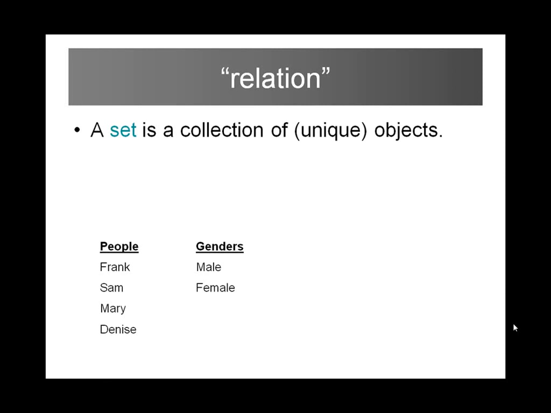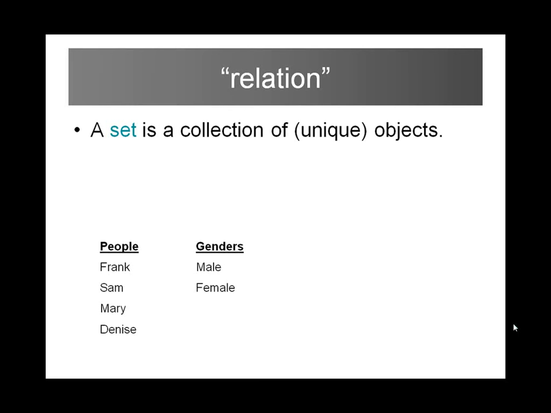Before we talk about relation, we need to know what a set is. The definition is straightforward. It's basically a collection of unique objects. I have put unique in brackets here because this constraint is often relaxed in practice. For instance, in the case of relational databases where a table can have duplicate records. This is also the case with the logic paradigm. I have two sets on the slide. One is the people set and the other one is the gender set.